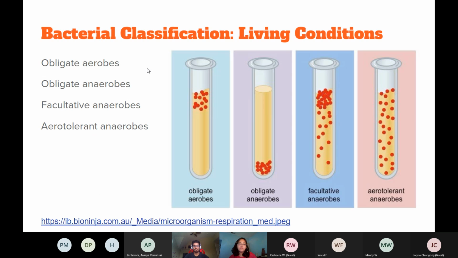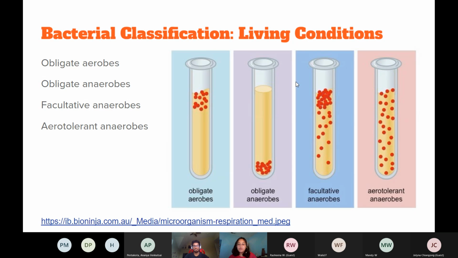Next, we have bacterial classification by living conditions. So differentiating bacteria by the environment that they're in. And mainly we're going to be focusing on how they react to oxygen. So the word aerobe, think oxygen. So we have these 4 test tubes, and notice that the bacteria are noted by the red circles. So, cocci bacteria, woohoo.